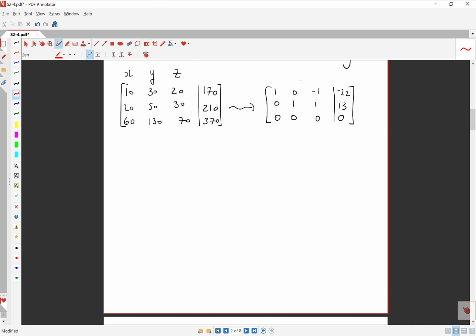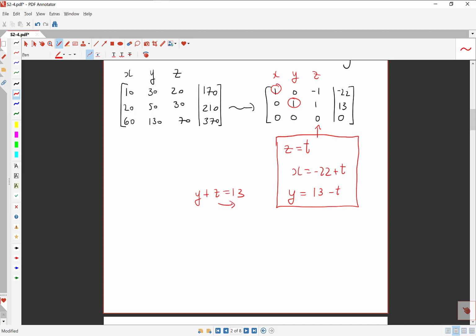So I'm just going to circle the leading ones from each of the rows. And we can see we've got a column here without circles. I'm just going to label our variables here. So Z gets a parameter. Z is going to equal T. And if we start at the top row of this matrix, we're saying X minus Z equals negative 22. In other words, if we bring the Z over to the other side, X equals negative 22 plus T. If we do the same thing for Y, we get Y plus Z equals 13. Or in other words, just solving for Y, Y equals 13 minus T. So there we have a solution in terms of our parameter.